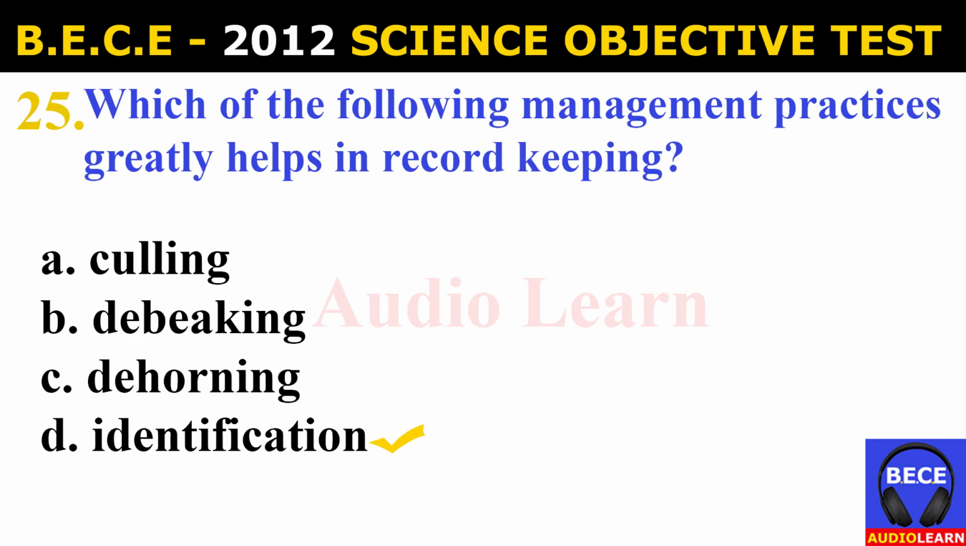Number 25. Which of the following management practices greatly helps in record keeping? A. Culling. B. Debeaking. C. Dehorning. D. Identification. And the answer is D. Identification. Which of the following management practices greatly helps in record keeping?